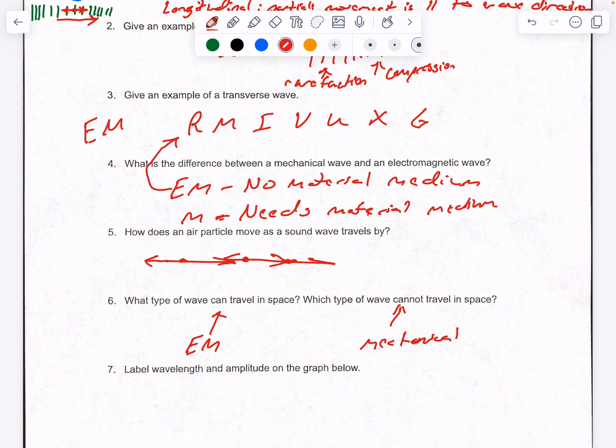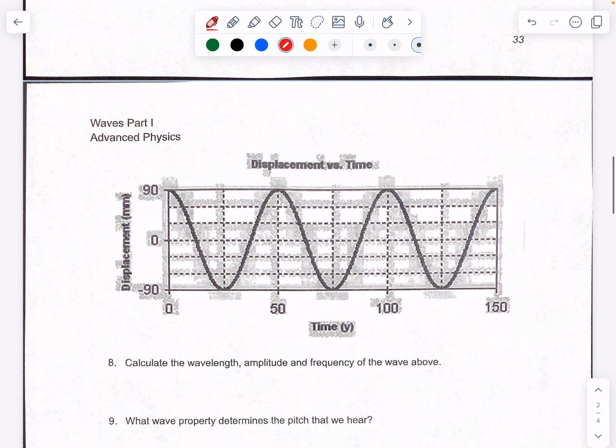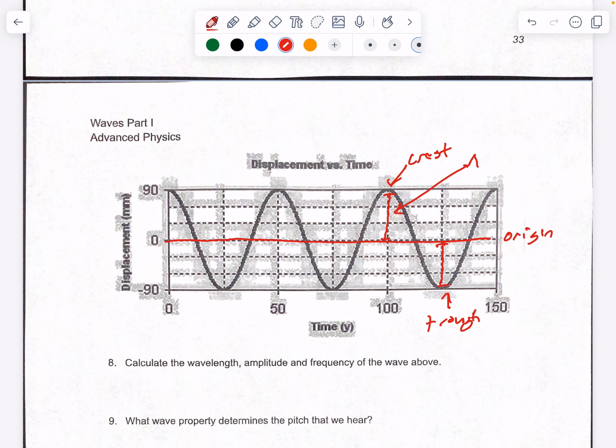Label wavelength and amplitude in the graph below. So we're going to look at the graph here. If I were to label this wave, the top of the wave is called a crest. The bottom of the wave is called a trough. You have an origin line right here, that is basically the middle point. And then basically the height from the origin line to the crest or the trough, it does not matter which one, both are the same. That would be considered amplitude.